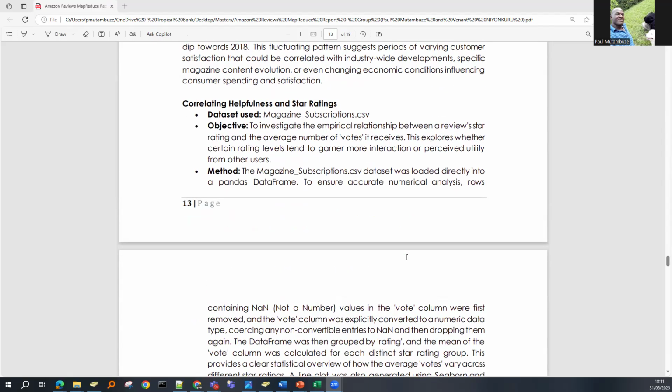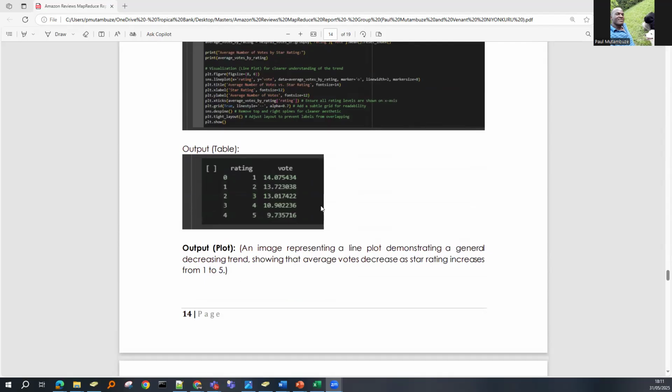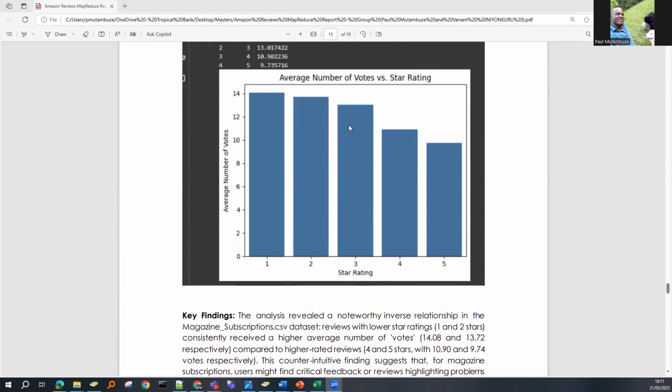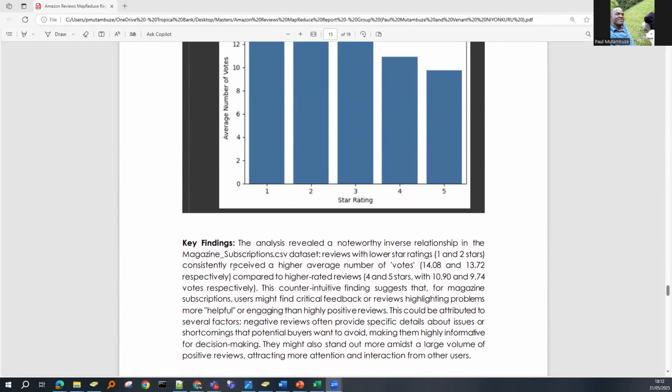Then we looked at correlating helpful votes and star ratings. We used the magazine dataset, and we were able to get the correlation between the ratings and the votes, as you can see in our diagram. The analysis reveals a noteworthy inverse relationship in the magazine subscription reviews. Reviews with lower ratings of 1 and 2 consistently received a higher average number of votes compared to the 4s and 5s.